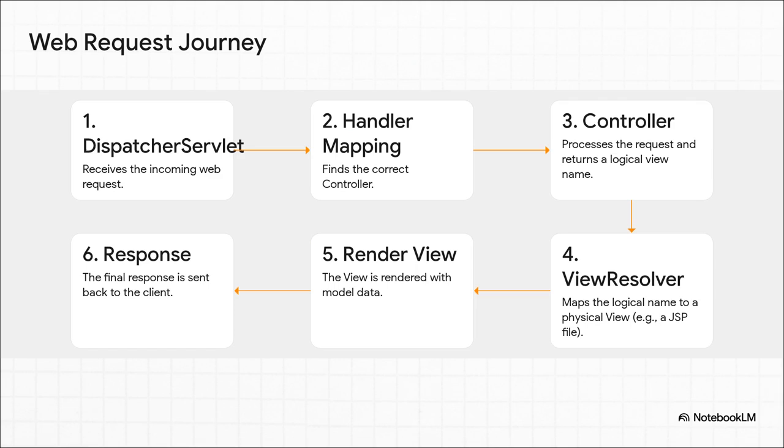So, let's follow a request for a second. It comes in and hits the dispatcher servlet. The servlet looks at some handler mappings to find the perfect controller for that specific request. That controller does its thing, processes the data, and then sends back the data along with a logical view name, something simple like user profile. Then, a view resolver takes that name and maps it to an actual file. Finally, that view gets rendered with the data and sent right back to the user's browser. It's this super elegant, organized dance that happens for every single request.